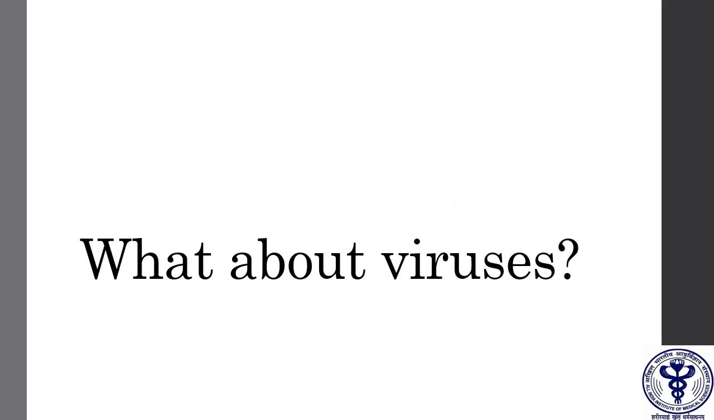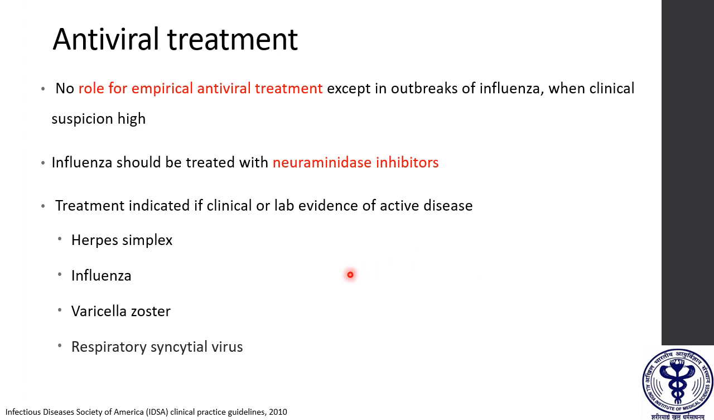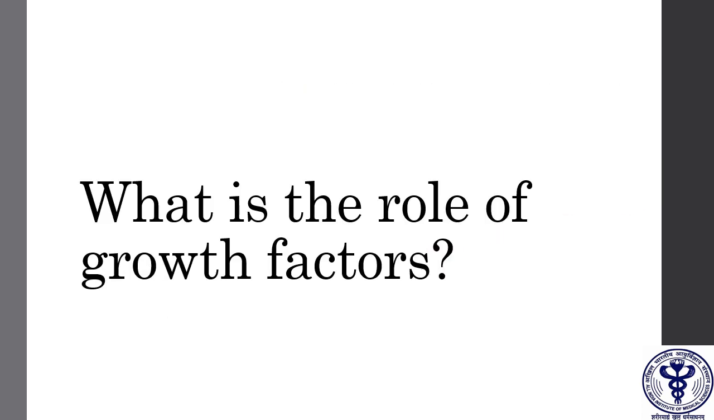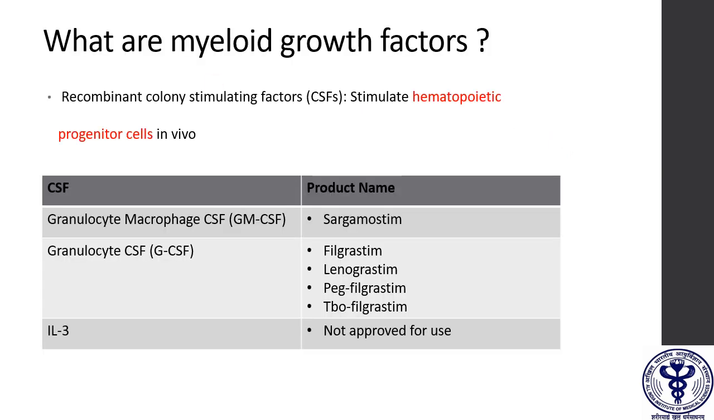Finally, about antiviral therapy. So there's no role of empirical antiviral treatment. Influenza should be treated with neuraminidase inhibitors, and treatment is indicated if there is evidence of active disease. Next, what is the role of growth factors? So myeloid growth factors or recombinant colony stimulating factors or CSFs, they stimulate the hematopoietic progenitor cells. We are typically using filgrastim and pegfilgrastim in our setting.